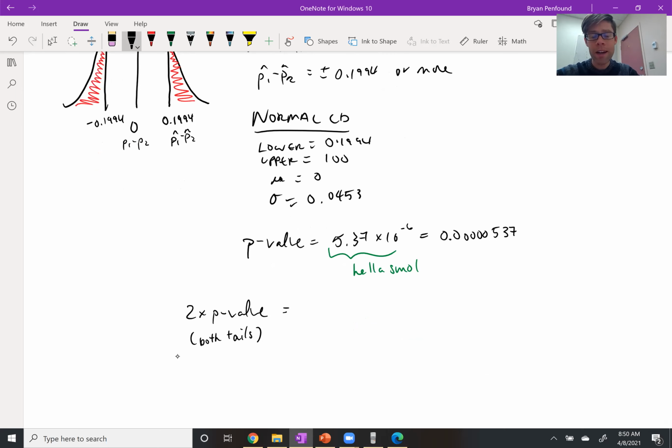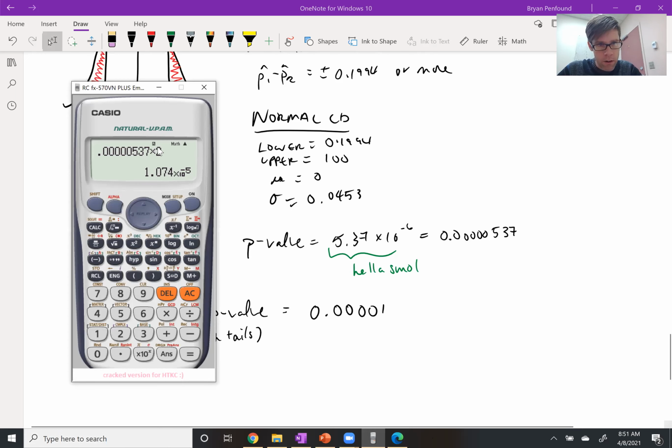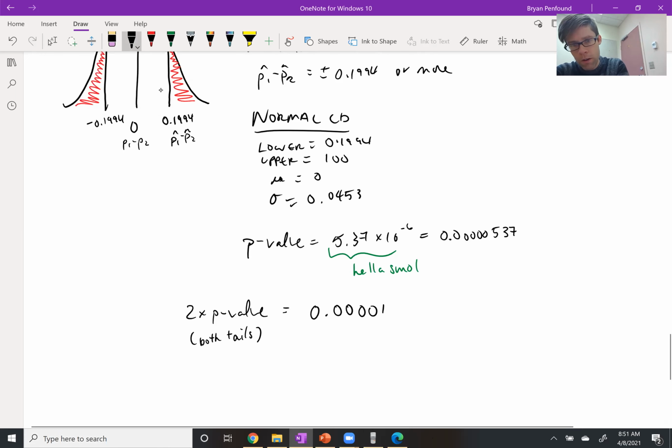Okay, so we're going to multiply by 2 because essentially we want to get both of the tails. We want to calculate the probability of being more extreme in either direction. And that's going to give us something like 0.1234. And what did the calculator say? 1074. 1074.